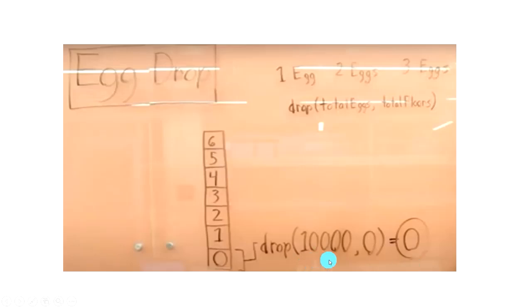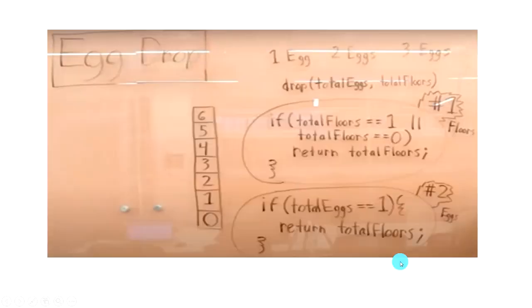Say if we are given 10,000 eggs and 0 floors. Since we are given 10,000 eggs and 0 floors, the answer is obviously going to be 0, because we are not going to do any droppings. That is, we are not given any floors to work with. So the minimum number of moves required is going to be 0.